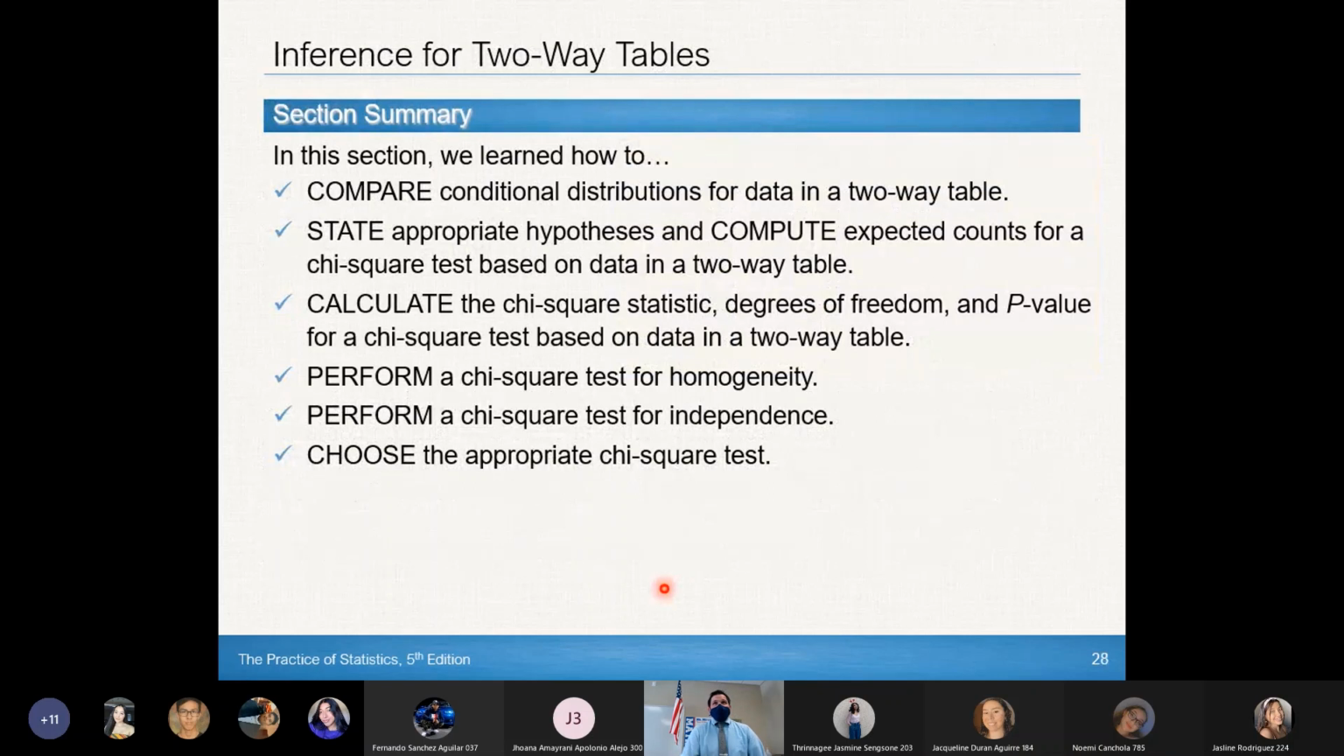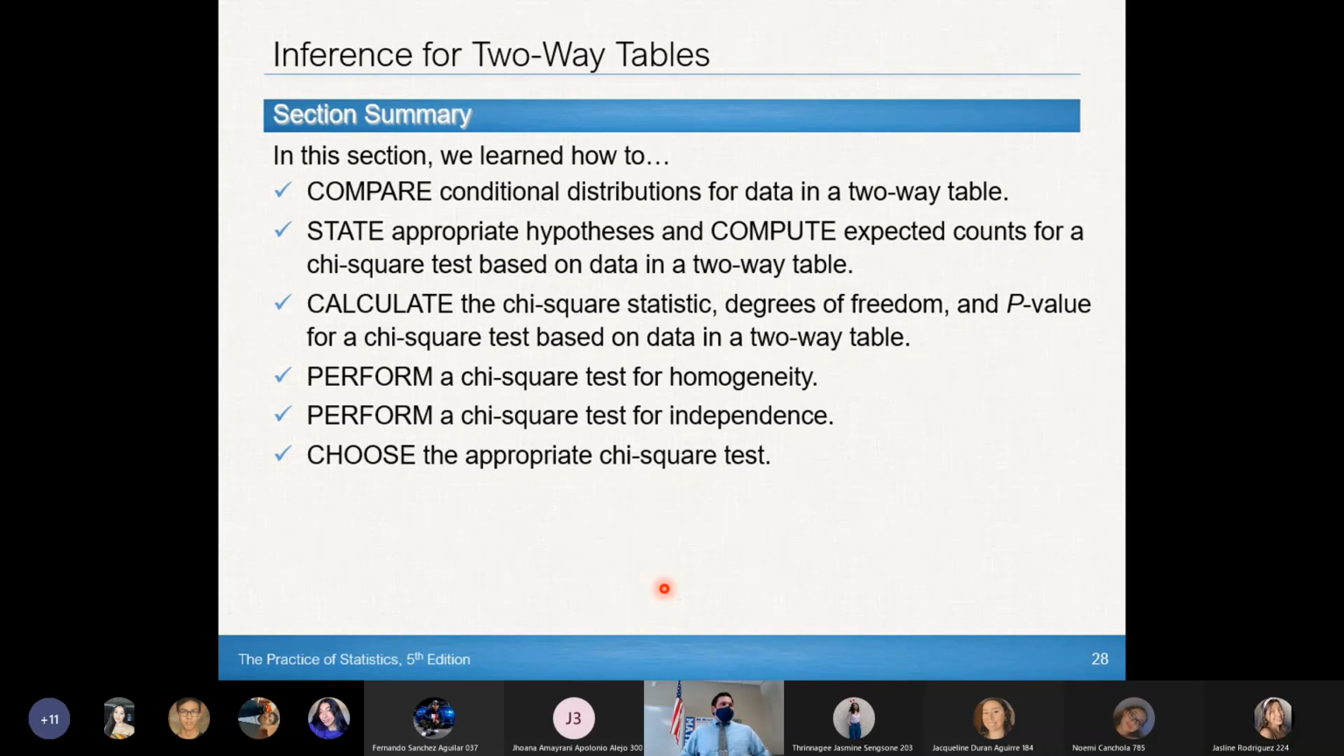All right, so that was the rundown on how to do inference for 2-way tables. We saw all of these check marks today. We need to compare conditional distributions, state appropriate hypotheses, compute expected counts, calculate the chi-square statistic, degrees of freedom, and p-value, perform a chi-square test for homogeneity, and perform a chi-square test for independence. And we need to be able to choose the appropriate chi-square test. And again, the calculations are the same for both of these tests.